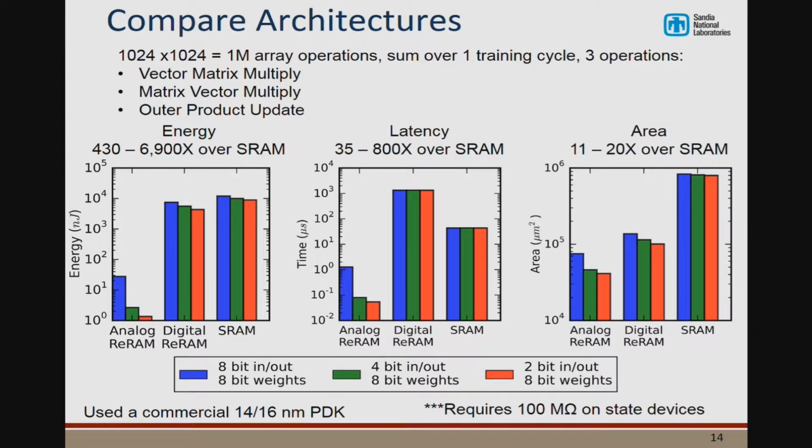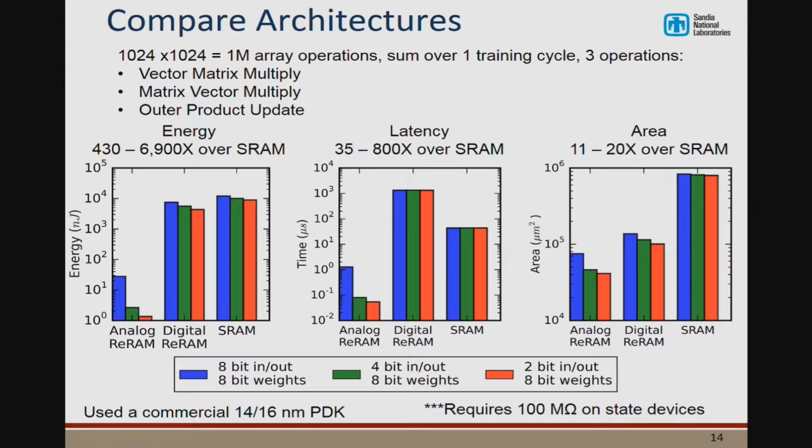There's a couple things I want to point out here. First is that the energy benefit depends very much on what bit precision we need coming in and out of the crossbar, because if you have an analog to digital converter, that's going to be expensive. So at 8 bits, we're getting around the 100x benefit. But if we can reduce our inputs to 4 bits or 2 bits, then we can get up to the 1,000x benefits. And we already saw the energy is coming from the data movement, and that's why we're getting that benefit.